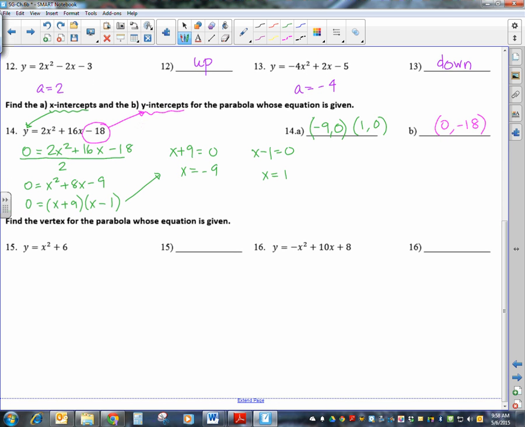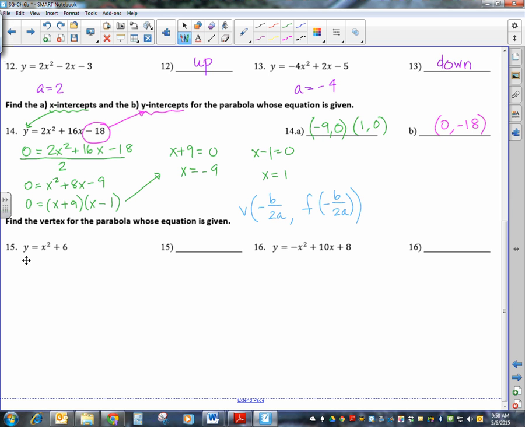How do we find the vertex for our parabolas? Okay, remember we talked about the x-coordinate of our vertex, to find your vertex, is negative b over 2a, and then you go and plug in that number into your equation.